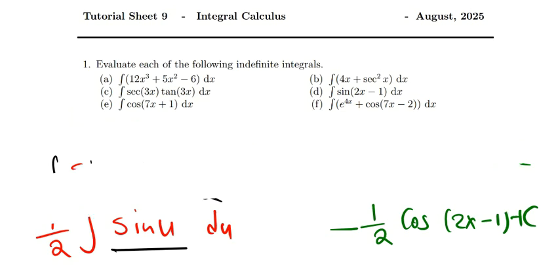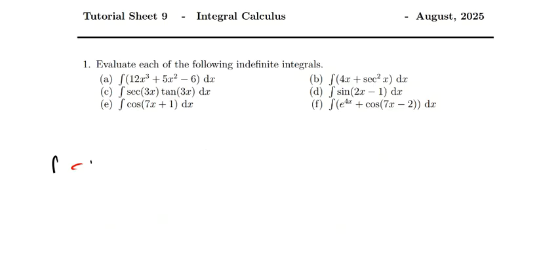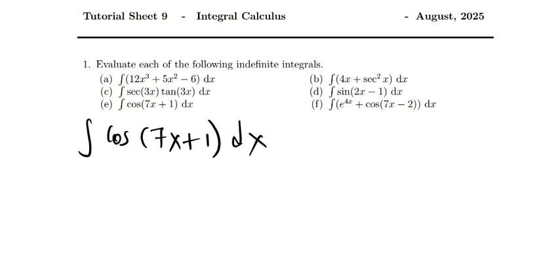Apply the same concept, similar concept, to answer E. So E is the integral of cosine of 7x plus 1 dx. Okay, how do we answer this? This is a very basic and simple question. Similarly, we know that the derivative of sine is what? Is cosine of x. So the integral of cosine of x is sine of x, so we know it is sine of x.